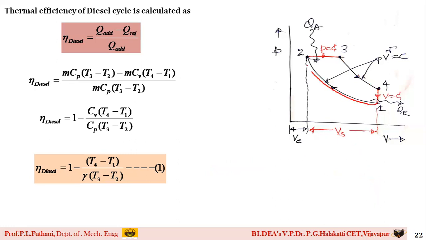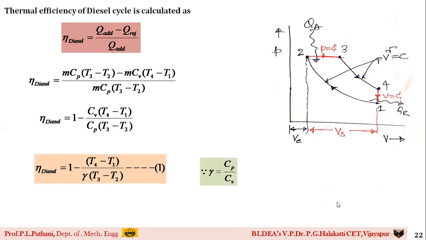So already you have learned regarding compression ratio. Compression ratio is from 1 to 2. We write it as RK is equal to V1 by V2. So the final equation of thermal efficiency will be written in terms of compression ratio, cutoff ratio, as well as expansion ratio. Let us see how we are going to write that.